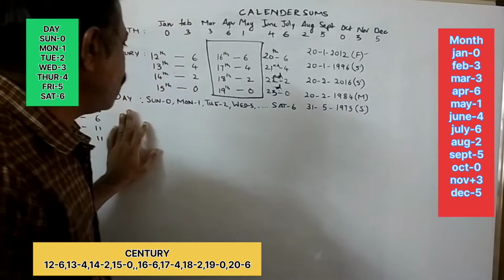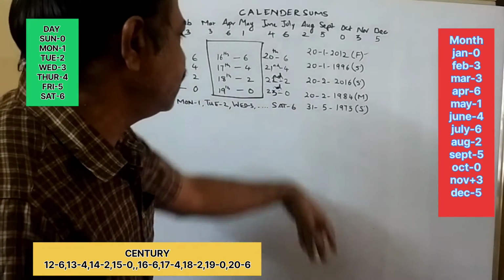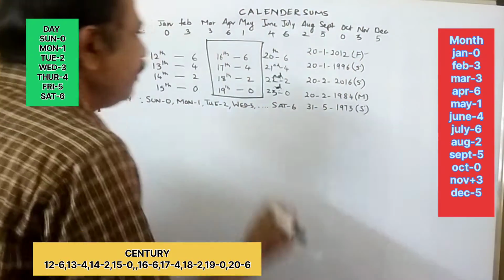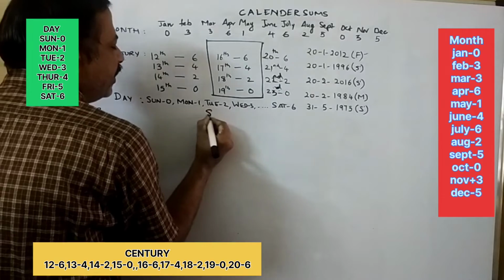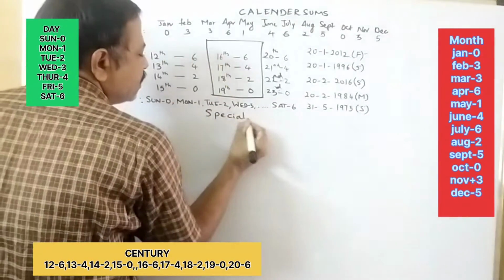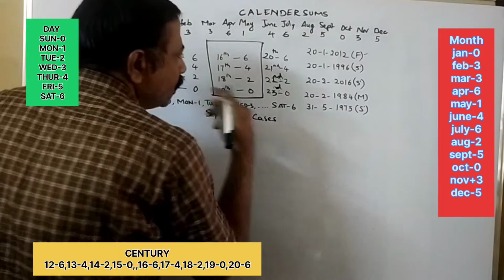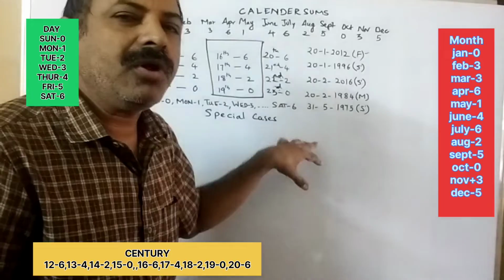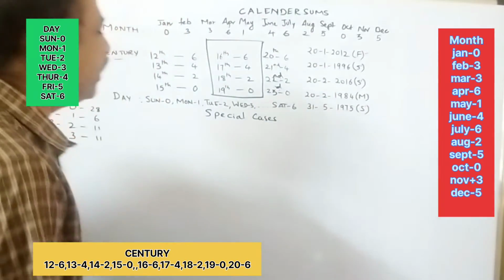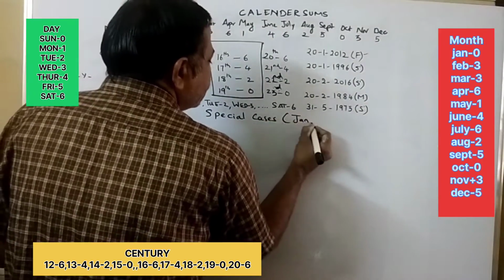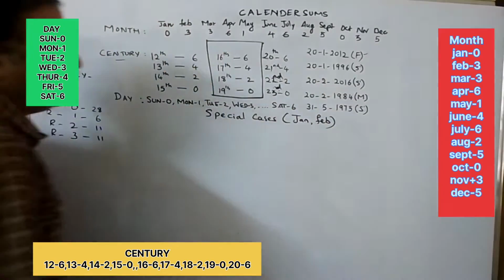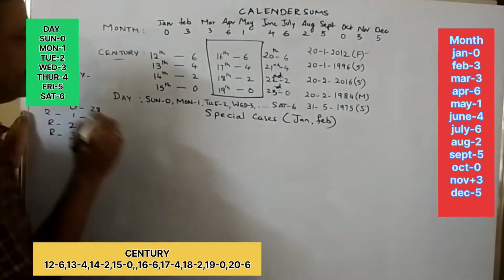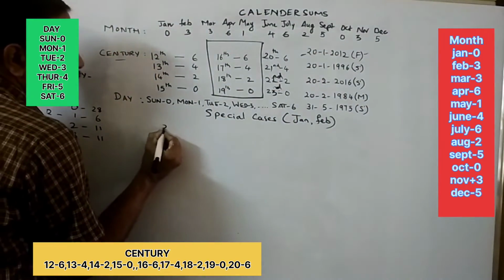Now for the day code: Sunday 0, Monday 1, Tuesday 2, like this. I am going to check a date and tell which day it is. Let me discuss the special cases once again. I already told in the last two videos how to solve these questions, and I'll tell you that one now. For January and February only, there is a special case.